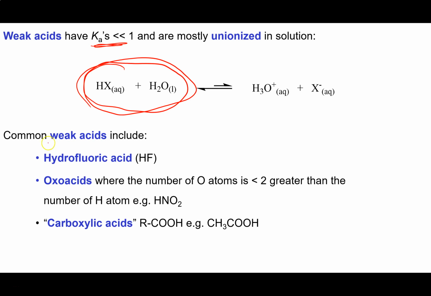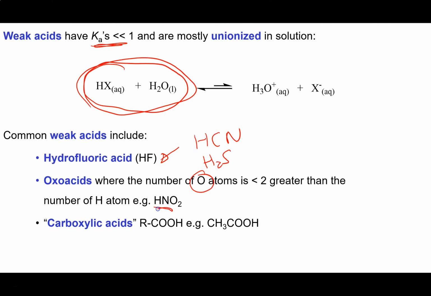We don't use them very often, with perhaps one notable exception. But common weak acids are hydrofluoric acid, and then other acids that don't involve oxygen. So hydrocyanic acid is another example, H2S. So acids that don't involve oxygen and haven't already been labeled as strong are also weak. Oxo acids where you don't have enough oxygens, right? So where you don't meet that 2 or more oxygens than hydrogens criteria.